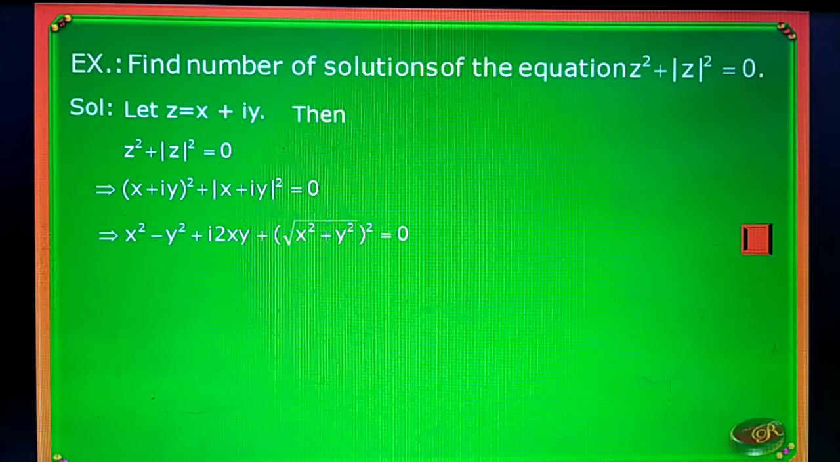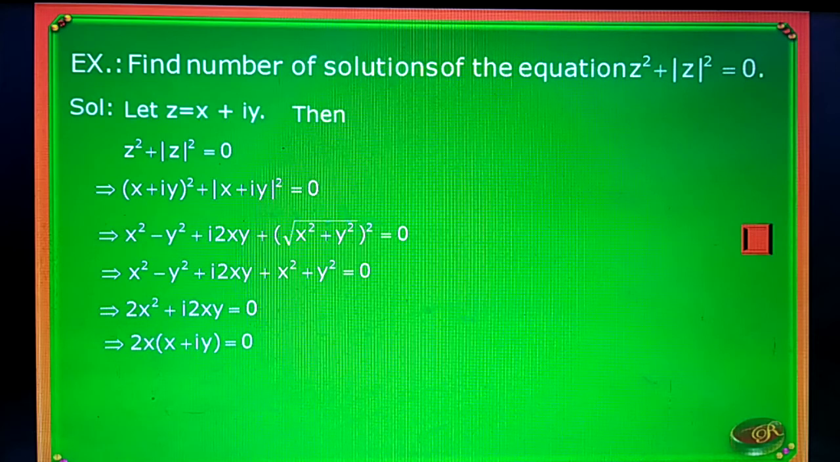Implies x square minus y square plus 2 into i into xy plus x square plus y square is equal to 0. Implies x square minus y square plus i into 2xy plus x square plus y square is equal to 0. Implies 2x square plus i into 2xy is equal to 0. By taking 2x common, we get 2x into bracket x plus iy is equal to 0.